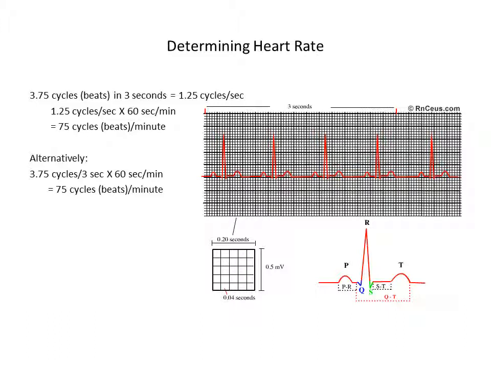So what we've decided is that this is 3.75 cycles in 3 seconds. That gives us 1.25 cycles per second. And if we have 60 seconds in a minute, therefore we have 75 cycles. There's different ways to calculate that, but it's all going to come back to looking at the chart and seeing what the rate is.